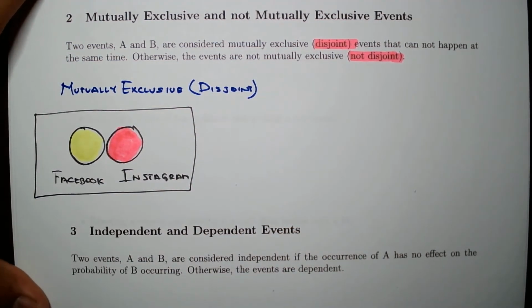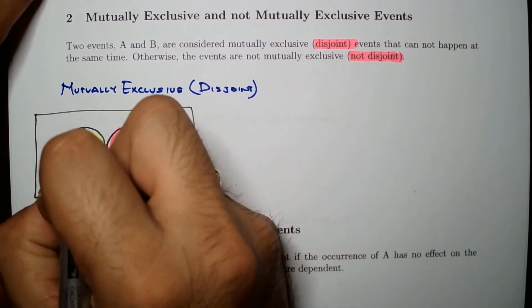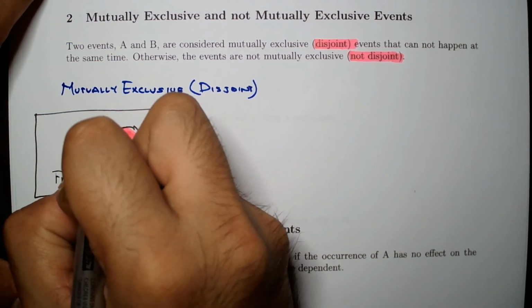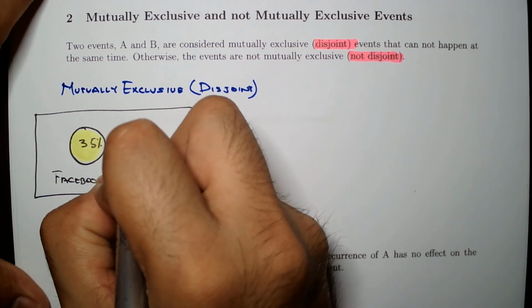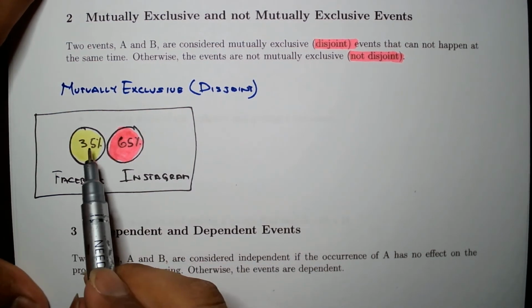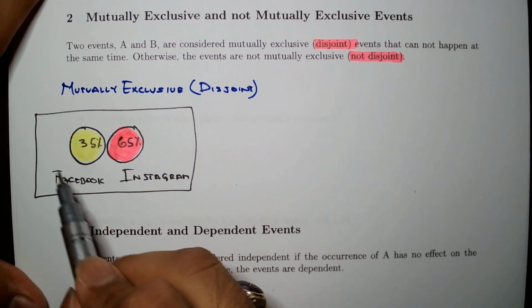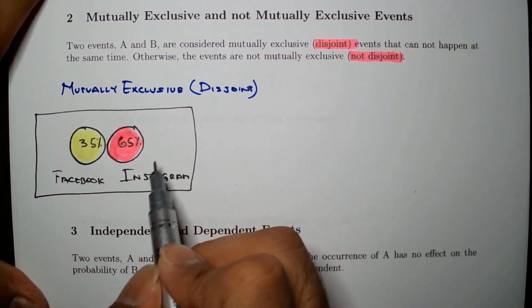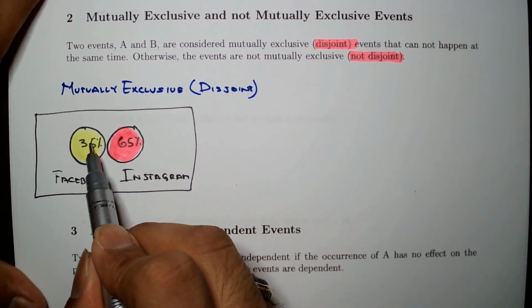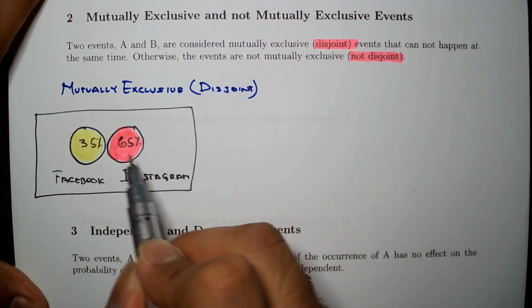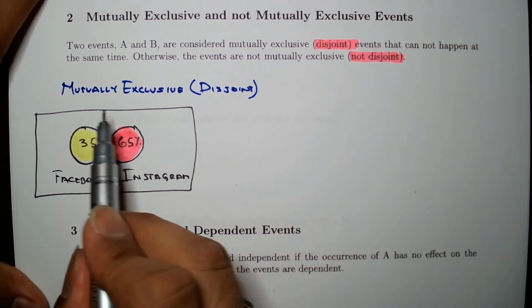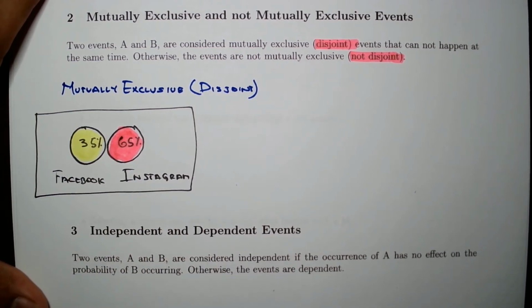As opposed to, well, for example, if we put numbers over here, maybe we can think of 35%, and then the remaining, that's 65%. So out of all the 100% of people that were surveyed, 35 have Facebook but do not have Instagram, and 65 have only Instagram but do not have Facebook. So this is a situation in which the events are disjoint or mutually exclusive.